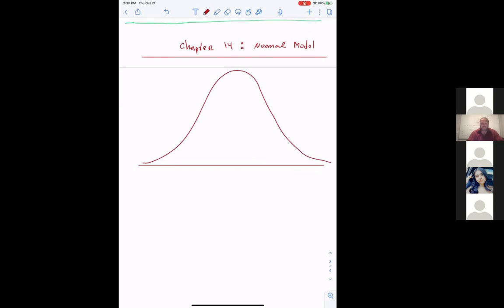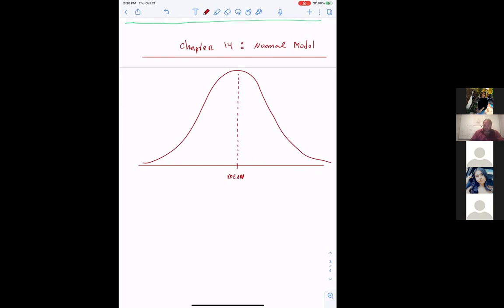Art is not my forte, but it looks pretty close. Okay, the bell curve has a peak, and that peak is the mean.